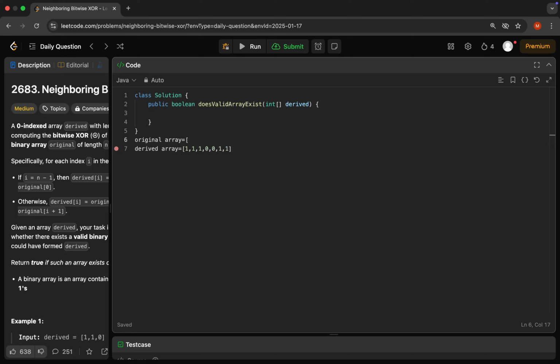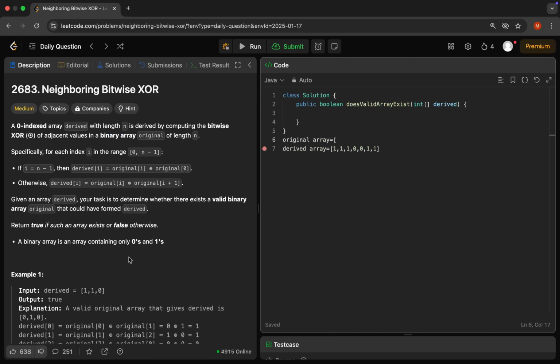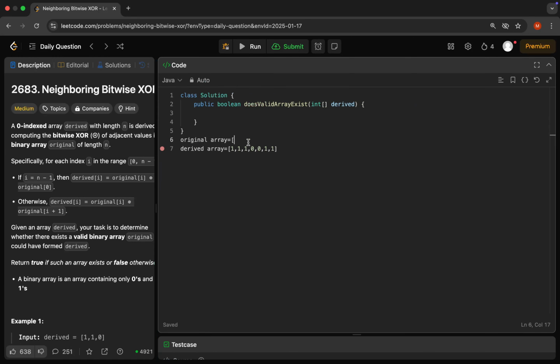So how can we form the original array? What can be the initial element of the original array? As they say, there are only 0 and 1 contained, a binary array. So either the original array will start from 0 or it will start from 1. So let's suppose it will start from 0. So what happens? The first element is equal to the first element XOR the next element.